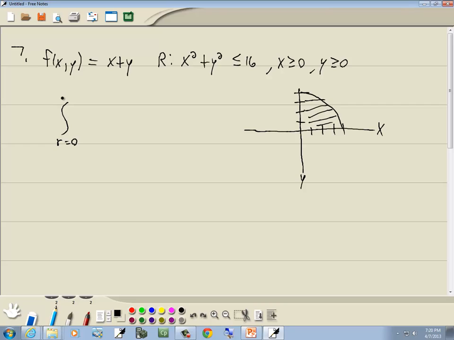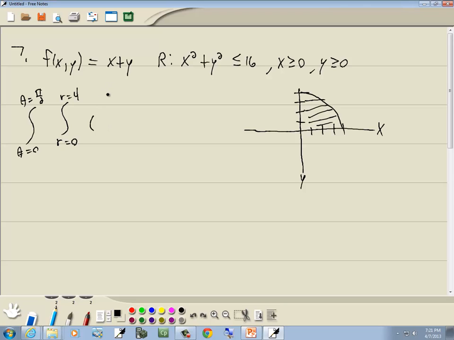R is equal to 0 to R is equal to 4, again because our radius is 4. And this will go from theta is equal to 0 to theta is equal to pi over 2, because it only goes up to here. It doesn't go all the way over here. And then we have x plus y in the middle.